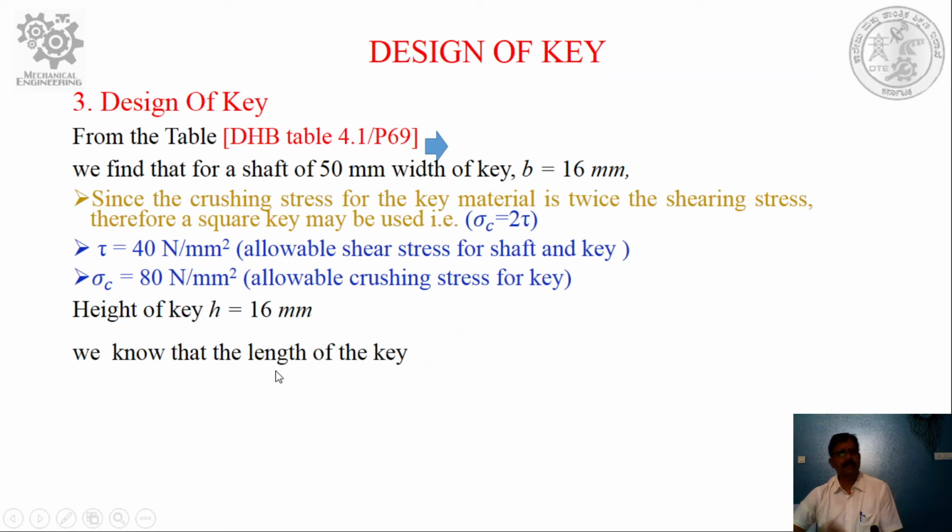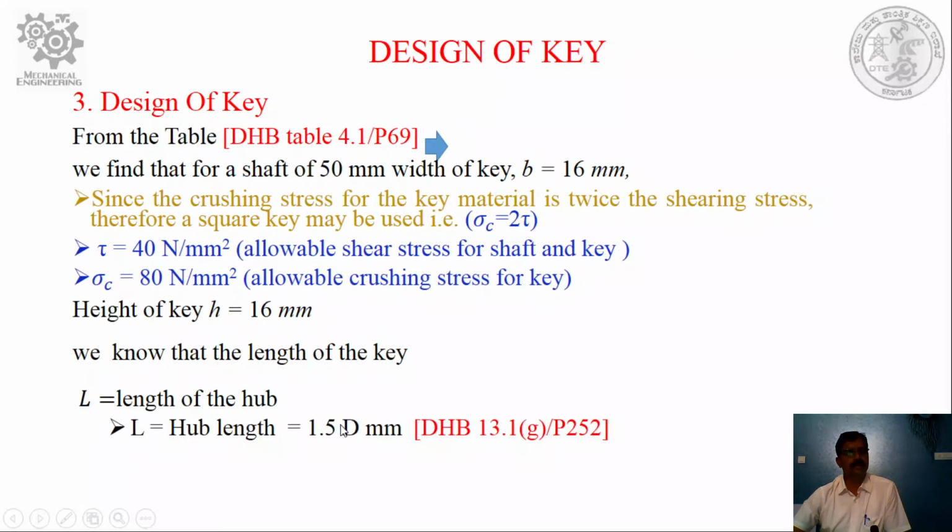Now once we have fixed the dimensions of the key, let us check the induced stresses developed in the key while transmitting the torque. That is, it may fail in the form of shearing and crushing. We need the length of the key. The length of the key is equal to the length of the hub, that is 1.5 d, 1.5 times the diameter of the shaft, which is equal to 75 millimeter.